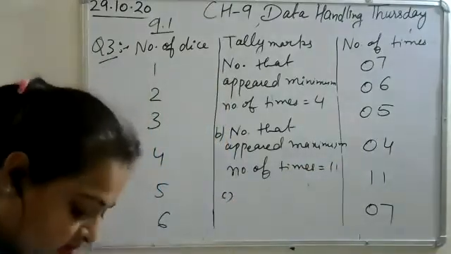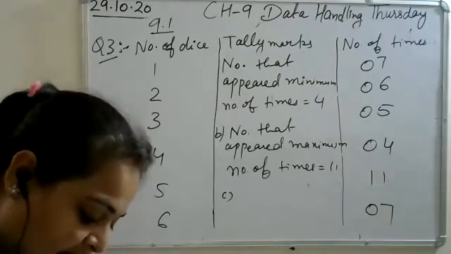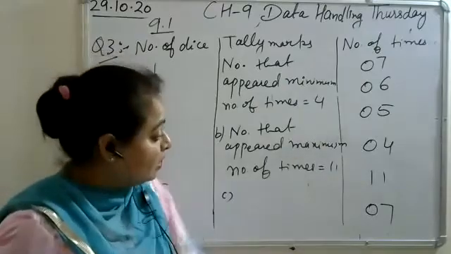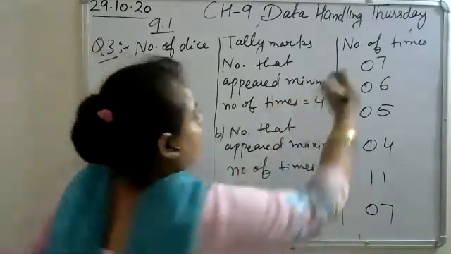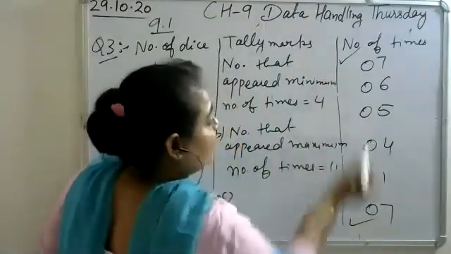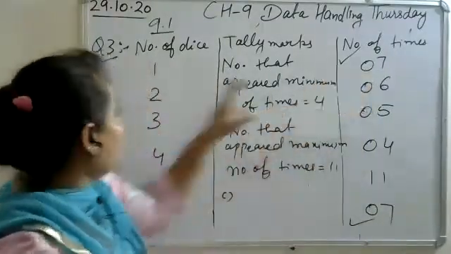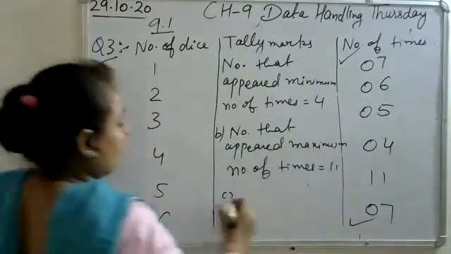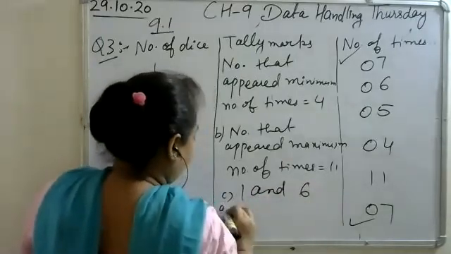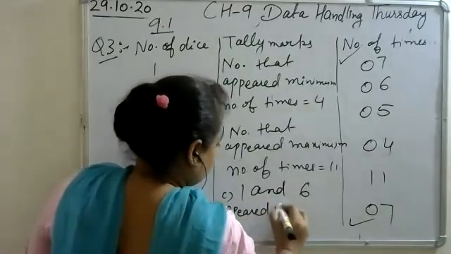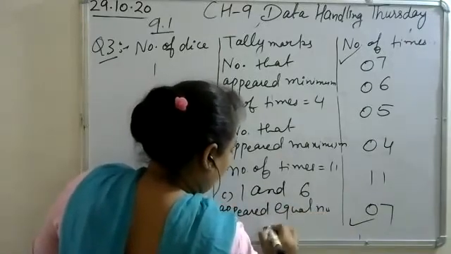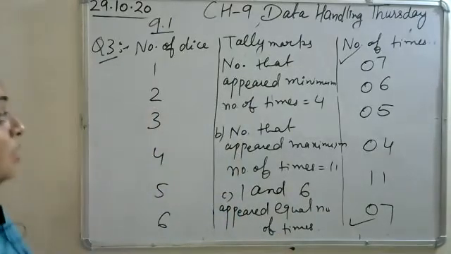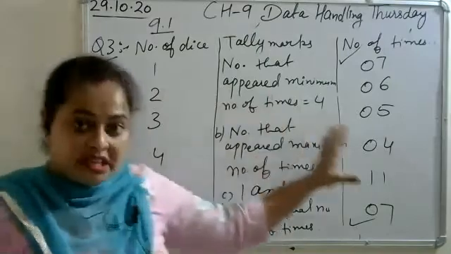And the C part is, find those numbers that appear an equal number of times. Equal number. Check equal. 7, 7. 7, 7 equal. This 7 is the answer of 1 and this 7 is the answer of 6. So 1 and 6 appeared equal number of times. Yes. So this is the organization.